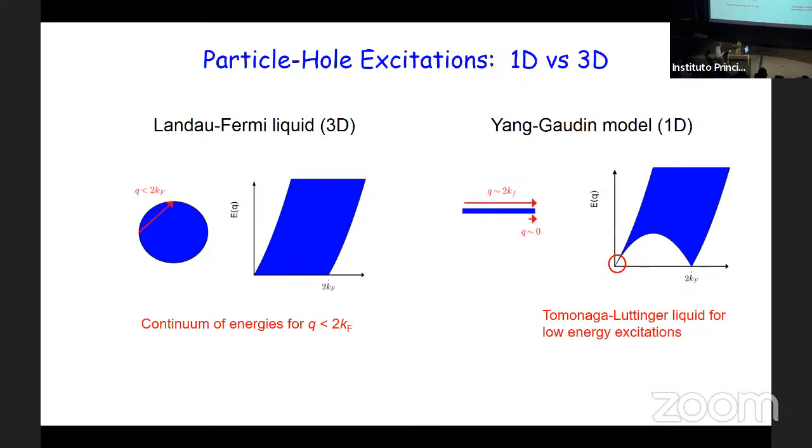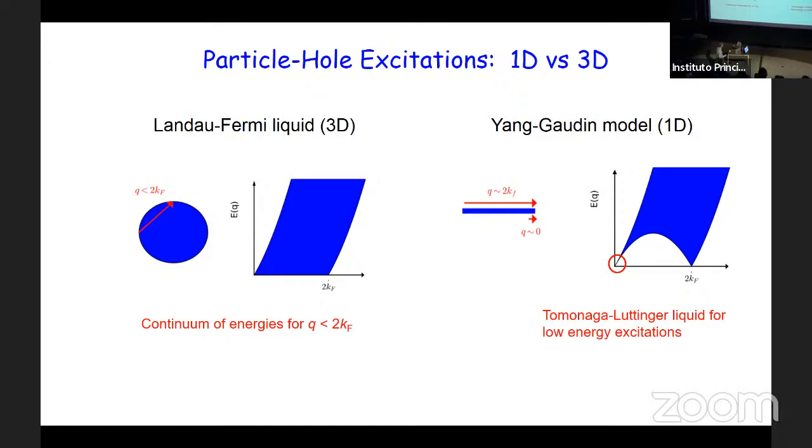So in 3D, the excitation spectrum, this is energy versus momentum. Anything that happens at the Fermi surface, as long as the momentum transfer is less than 2 kF, there's a way of doing it, connecting a spot on the Fermi surface here to here, that's 2 kF, or from here to there, that's almost 0. So this is the case in 3D, where the excitation spectrum can be satisfied for all of these momenta.